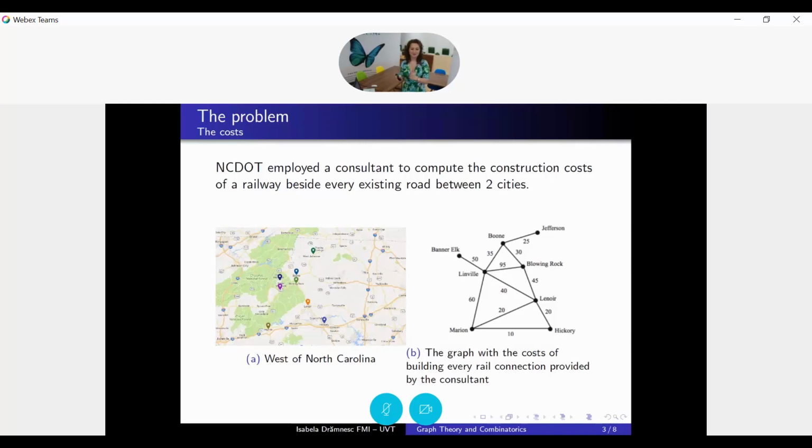And he derived the graph which you see on the right-hand side. This graph contains 8 nodes, 1 node for one city. And he took into consideration only the existing roads between two cities. So he drew one edge between two nodes only if the road exists. And he placed also on each of the edges the corresponding cost for building the railway beside the existing road.